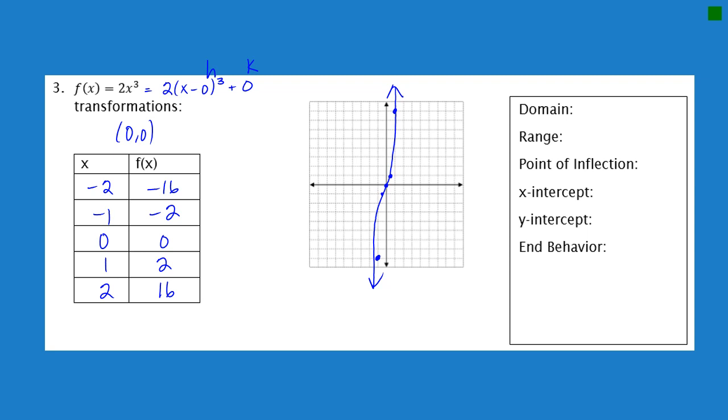Okay, domain and range, as always, all real numbers. Point of inflection is (0, 0). X-intercept is talking about where this crosses the x-axis, which is right here, so that's at (0, 0). And then y-intercept is actually the same point because it's where it crosses both axes at the same time. And then end behavior, as my x goes to the right, y goes up. And as x goes to the left, y goes down.